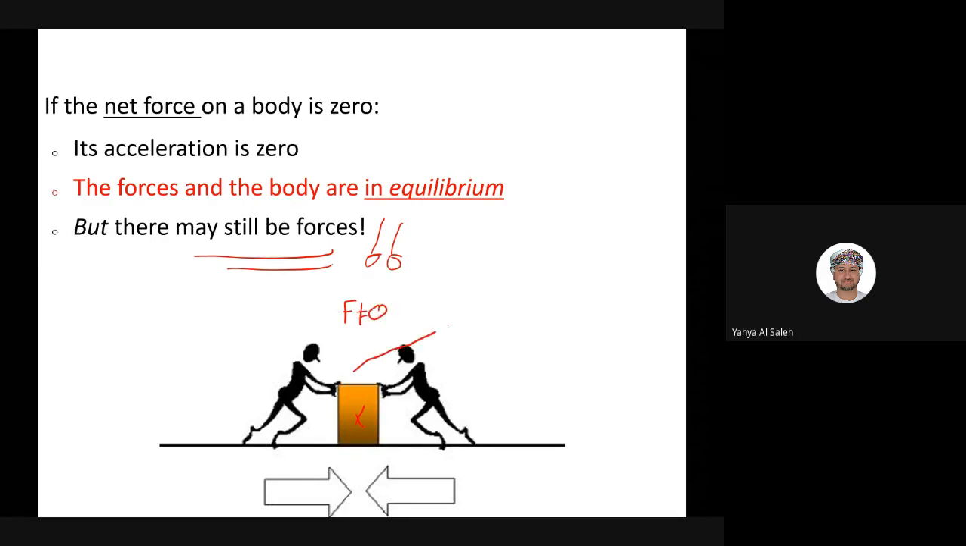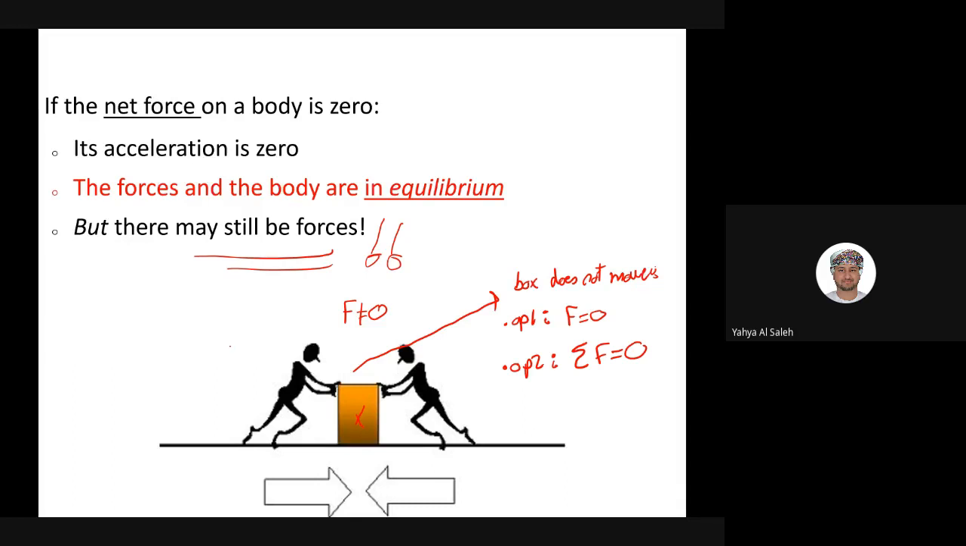We have two options when the box does not move. Option 1, the force is equal to 0. There's no force on it. Option 2, the sum of forces is equal to 0. And these are very, very different. In the first one, there is no force. In the second one, the sum of all forces is equal to 0.